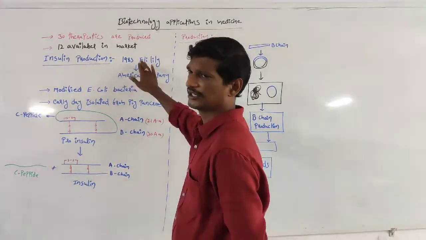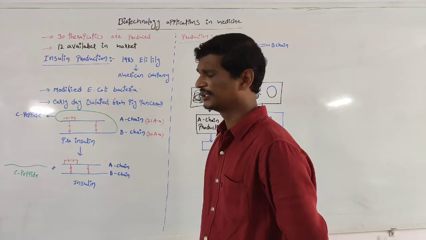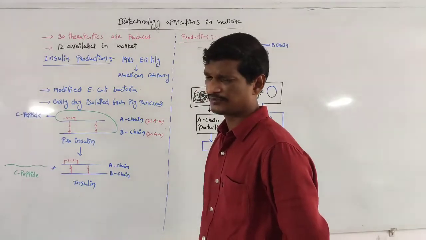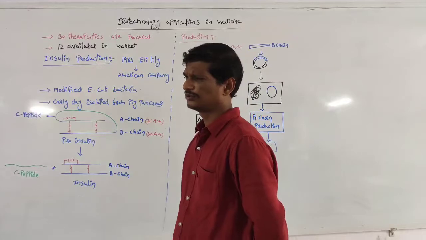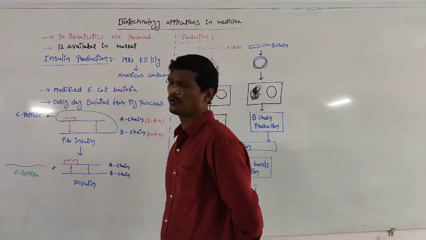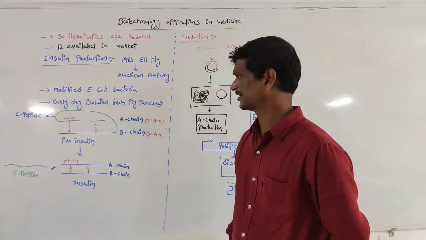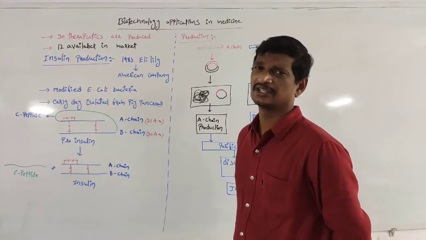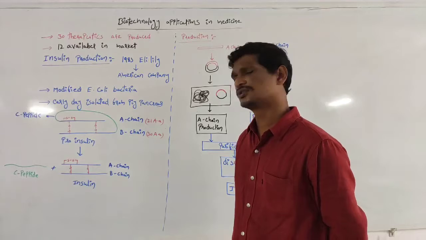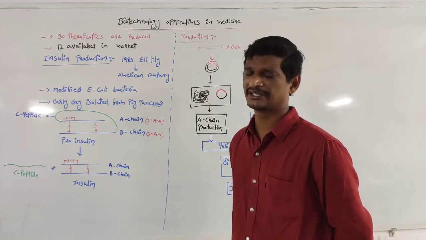Insulin production by this method was done in 1983, by a scientist who started an American company. Here we used modified E. coli bacteria. Early days, as I discussed already, insulin was extracted from pig pancreas.